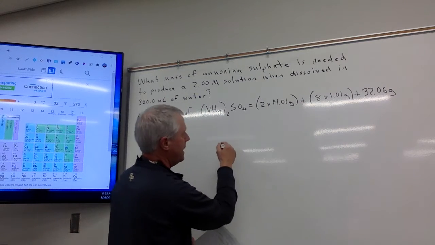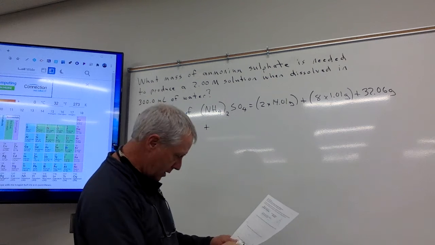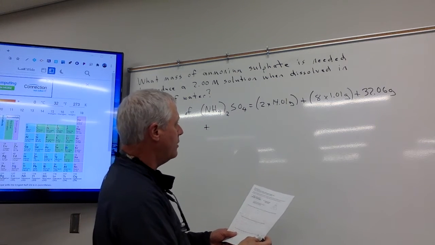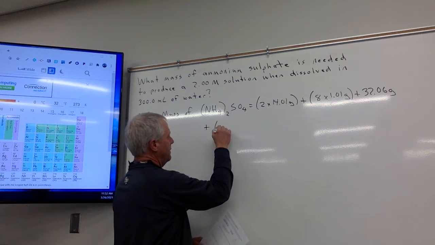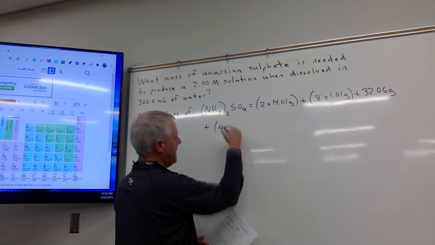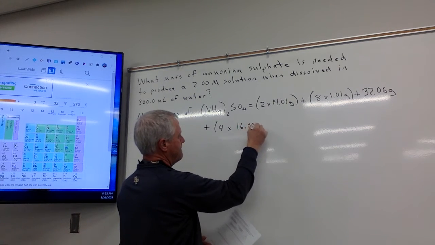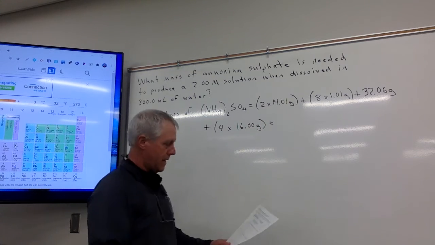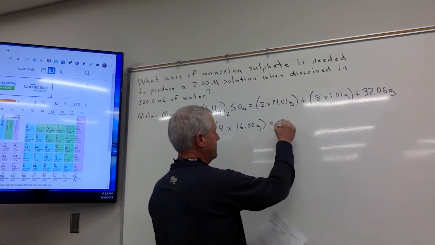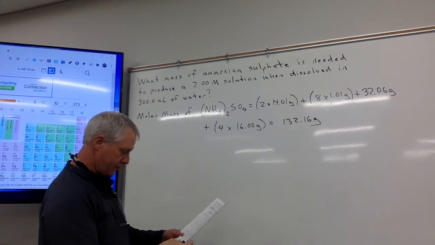I might jump down here, plus, so I don't run off my page here. And then we have 4 oxygens. And so we're just going to take 4 times, I'm going to round oxygen's atomic mass up to 16. Anyway, adding all of that up, it comes out to be 132.16 grams. Okay, that's our molar mass for ammonium sulfate.